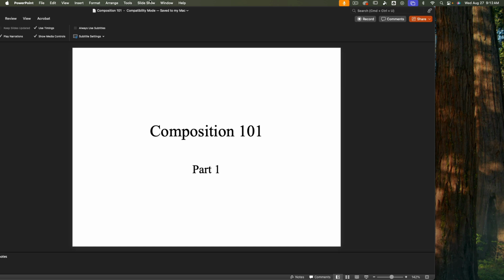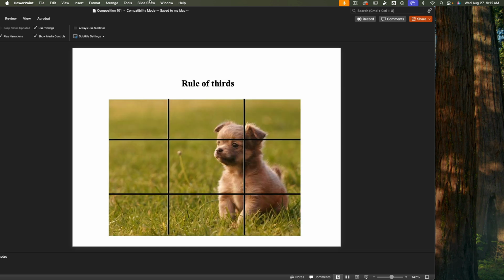So what are the compositions that we're going to be looking for? The first one, I want you to write this down, rule of thirds. This rule of thirds is popular in photography and painting. Basically any visual image that you are creating, the artist probably has used rule of thirds in order to create it. Now the rule of thirds, if you look at this photo right here, we got a little puppy, right? And he's just sitting in grass.